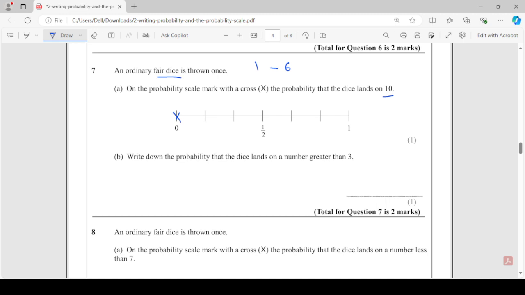Part B. Write down the probability that the dice lands on a number greater than 3. Greater than 3 is going to be 4, 5, and 6. So that's 3 over 6.